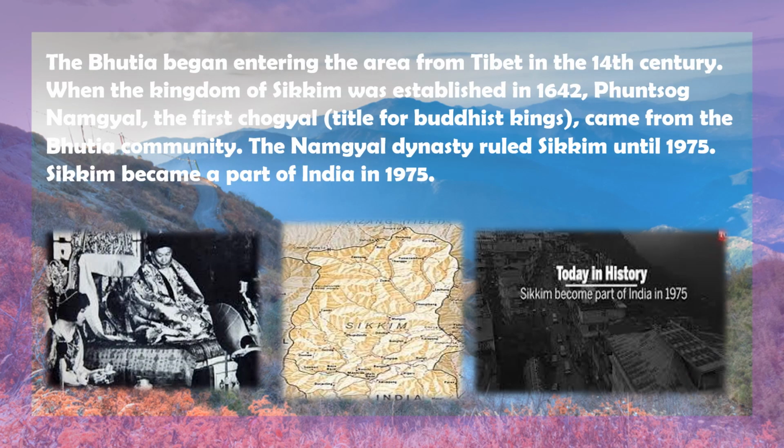The Bhutia are a community of Sikkimese people of Tibetan ancestry. They began entering the area of Sikkim from Tibet in the 14th century. When the Kingdom of Sikkim was established in 1642, Phuntsong Namgyal, who was the first Chogyal, which is the title for Buddhist kings, came from the Bhutia community. His dynasty ruled Sikkim until 1975. Finally, Sikkim became a part of India in the year 1975.